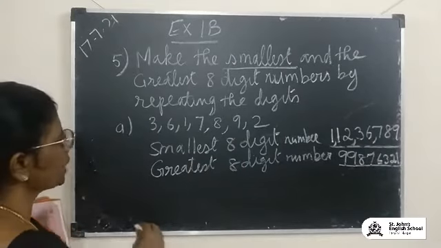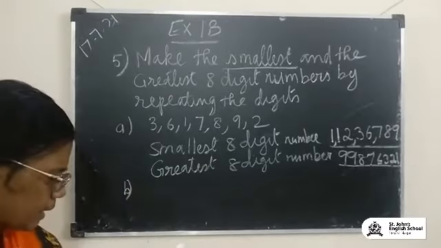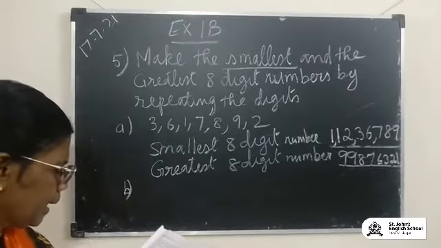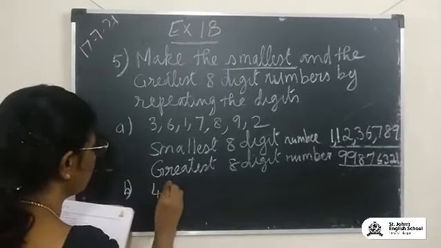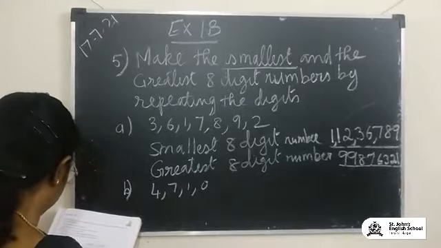Now what we are going to do, children, is the B sum, as I told you in the last sum. It's going to be 471035.